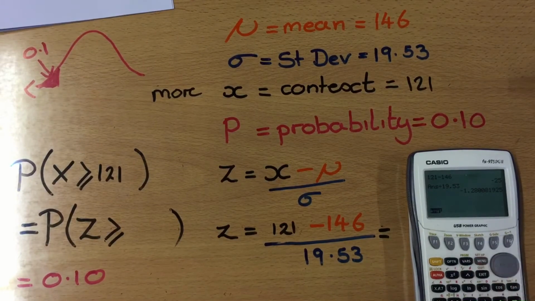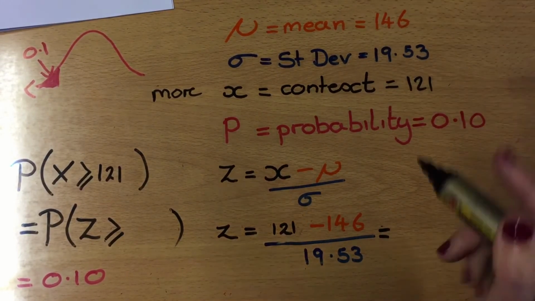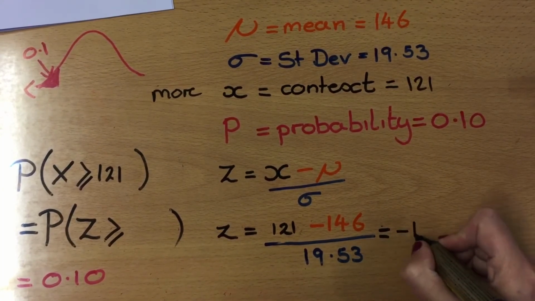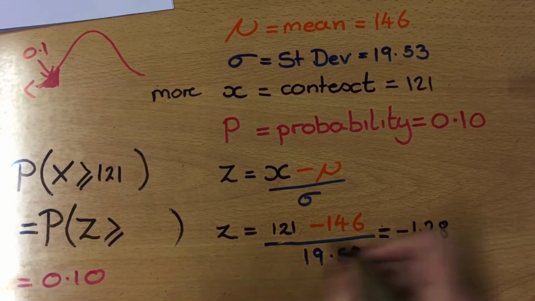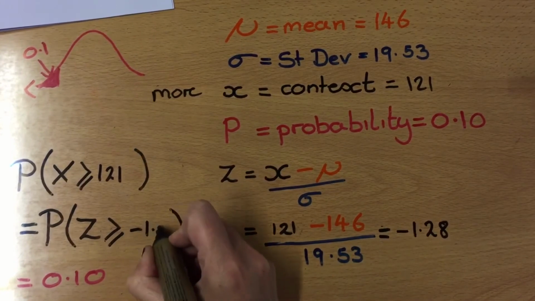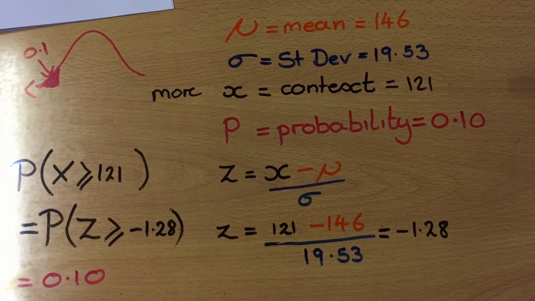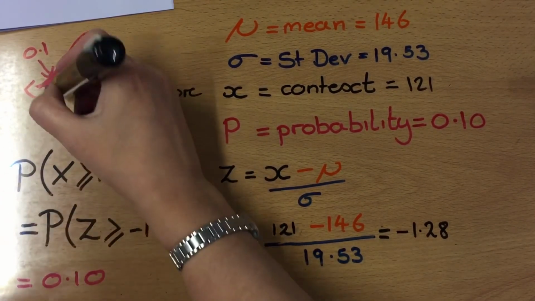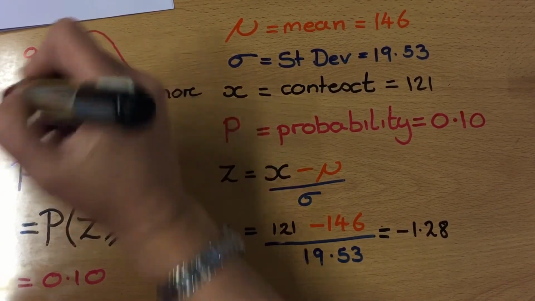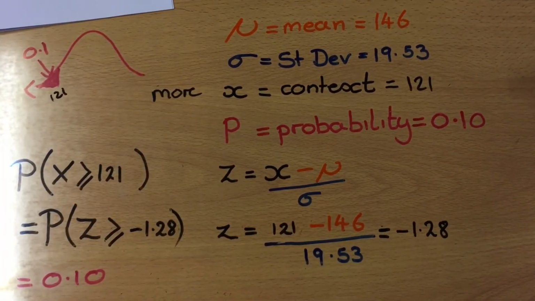And that gives us an answer of minus 1.28. So that's going to be minus 1.28, and that's part C sorted. So effectively, we've got a value here that is 121.